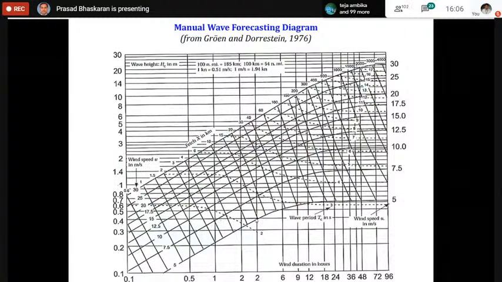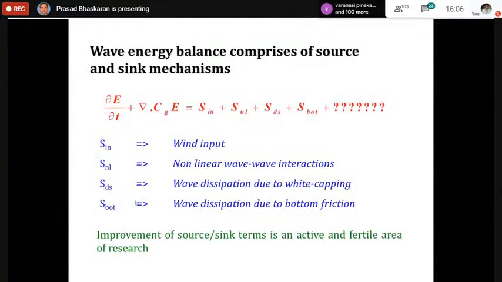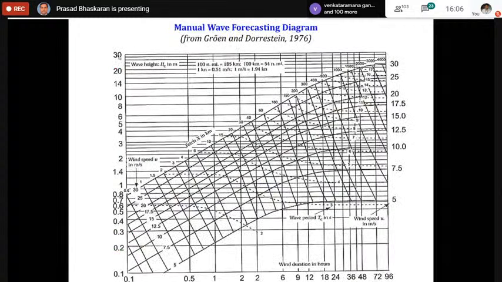This is the Bretschneider nomogram. If you look into this figure, the y-axis represents the wind speed, changing from 0.1 going up to 30 meters per second. And the x-axis of the figure is the duration, how long the wind was blowing, up to 96 hours.